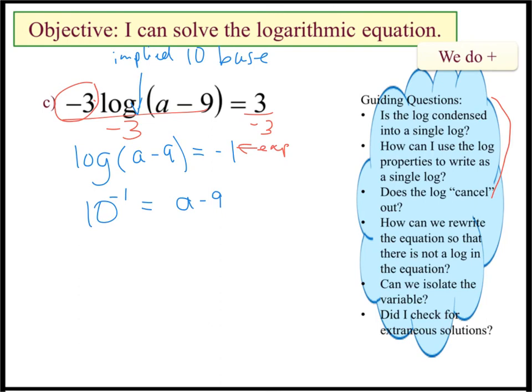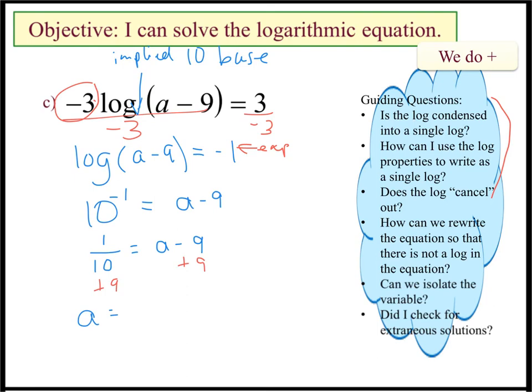So for this next part, you're going to have to recall your properties of exponents. So when we have a negative exponent, we actually need to invert the number. So 10 to the negative 1 is actually 1/10, and that's equal to a minus 9. And then we can isolate a by adding 9 to both sides.